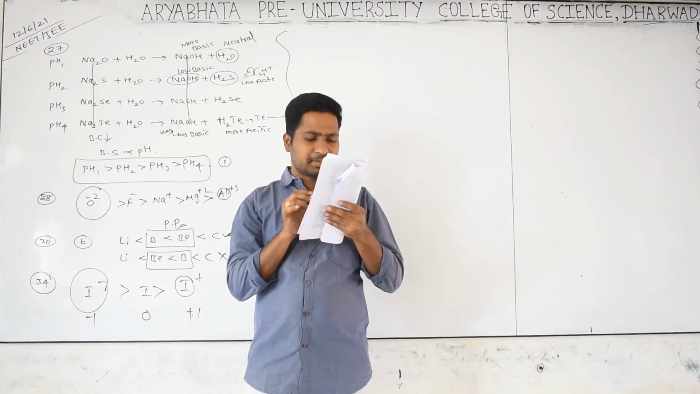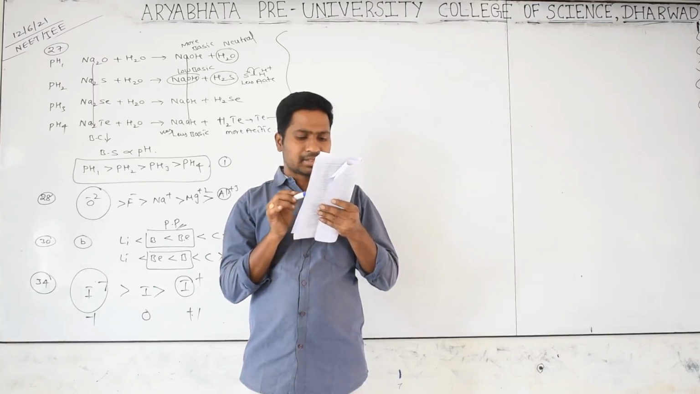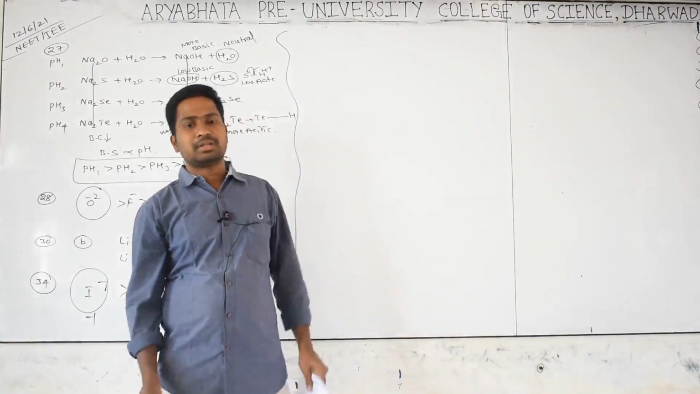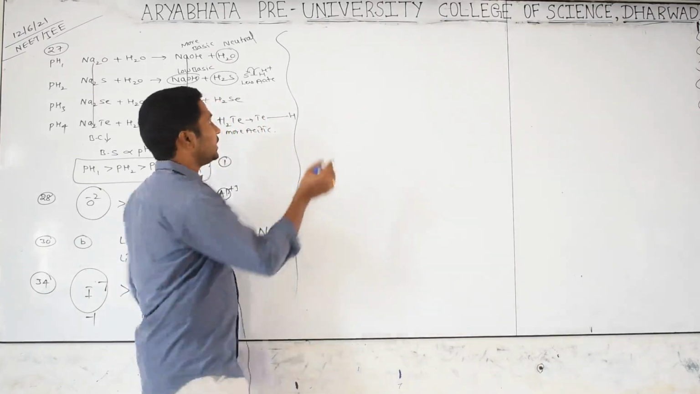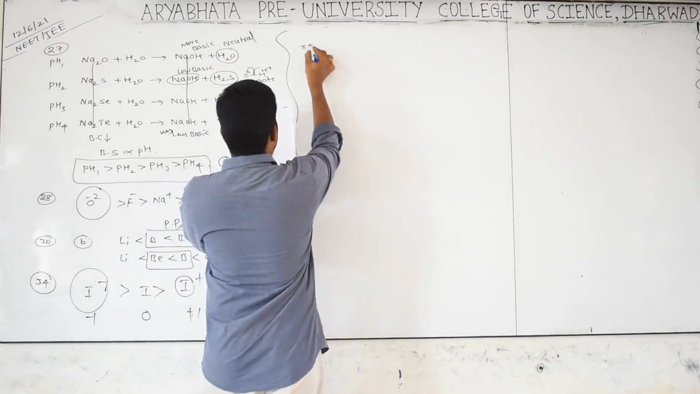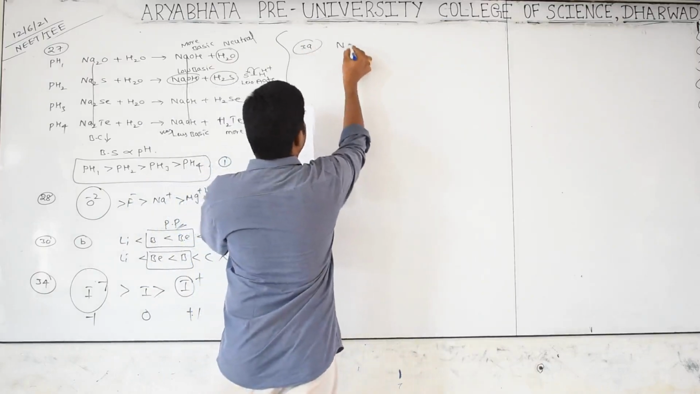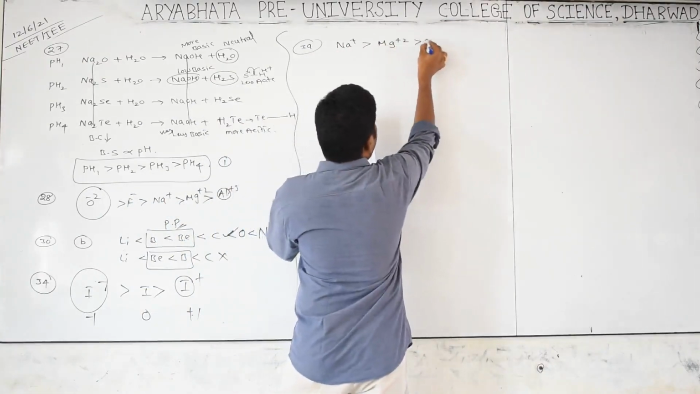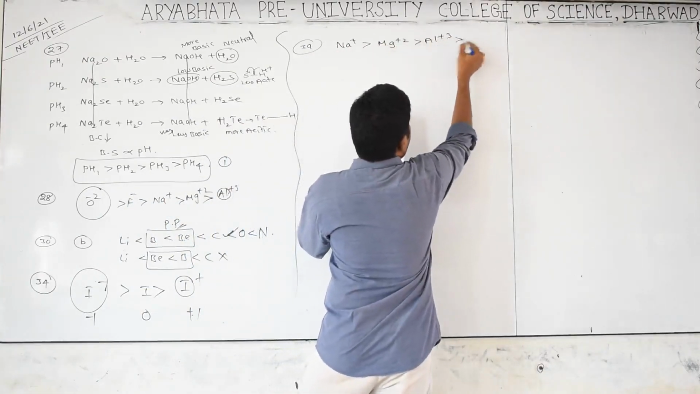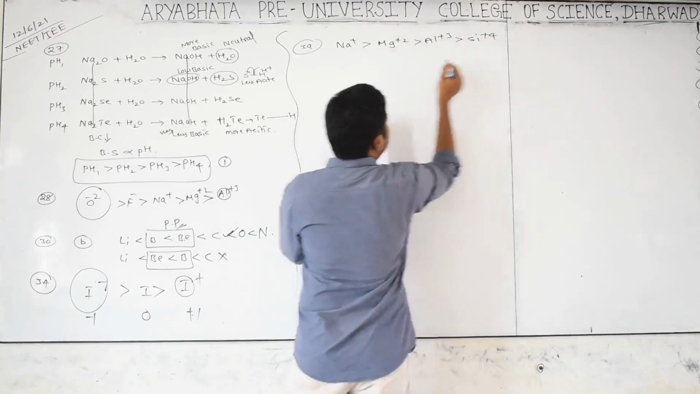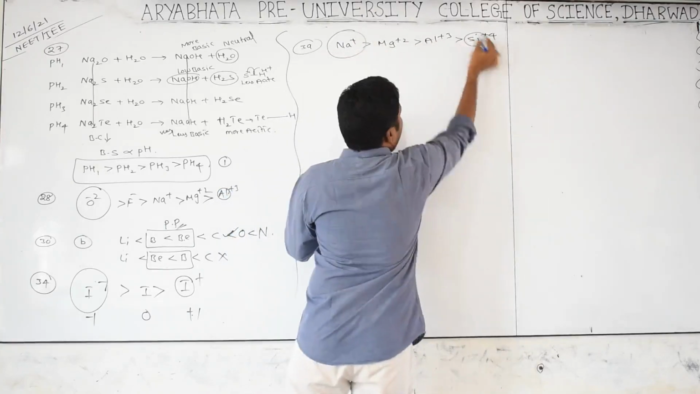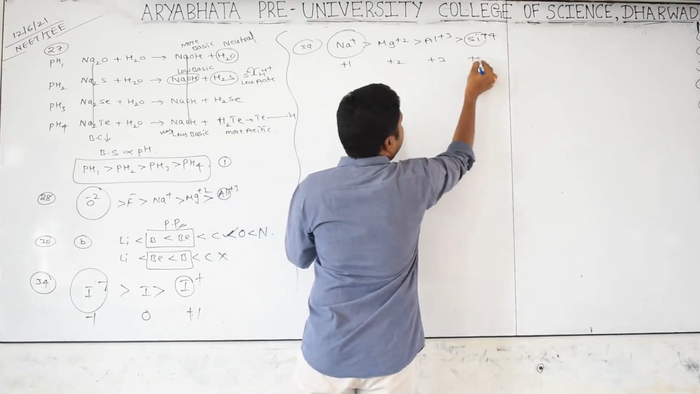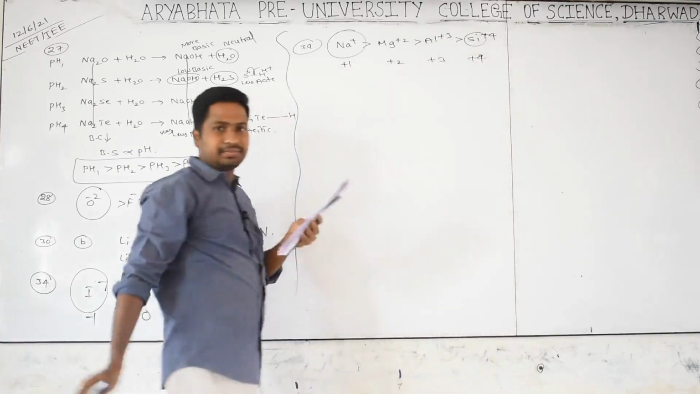Na plus, Mg plus 2, Al plus 3 and Si plus 4 are given; keep them in the proper order. Proper order means small charge first. Yes, you can get it here. Question number 39: Na plus has bigger size than Mg plus 2, than Al plus 3, than Si plus 4, because small charge means bigger size, and very big charge having small size.